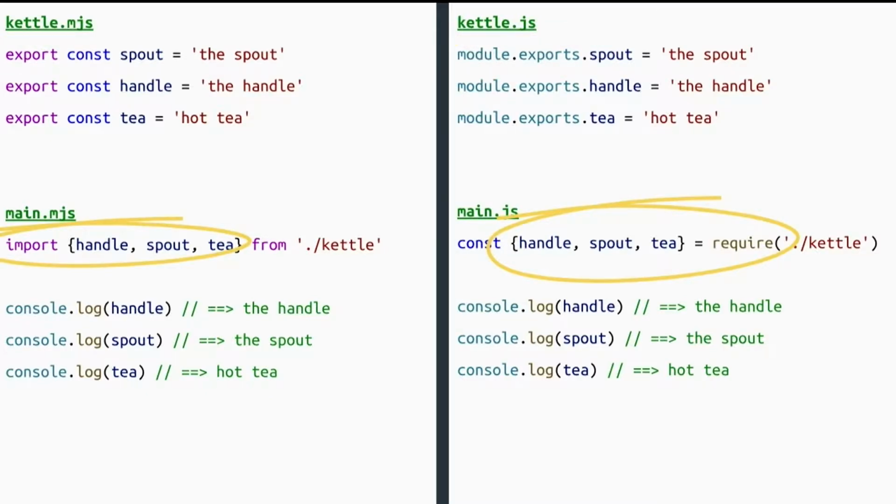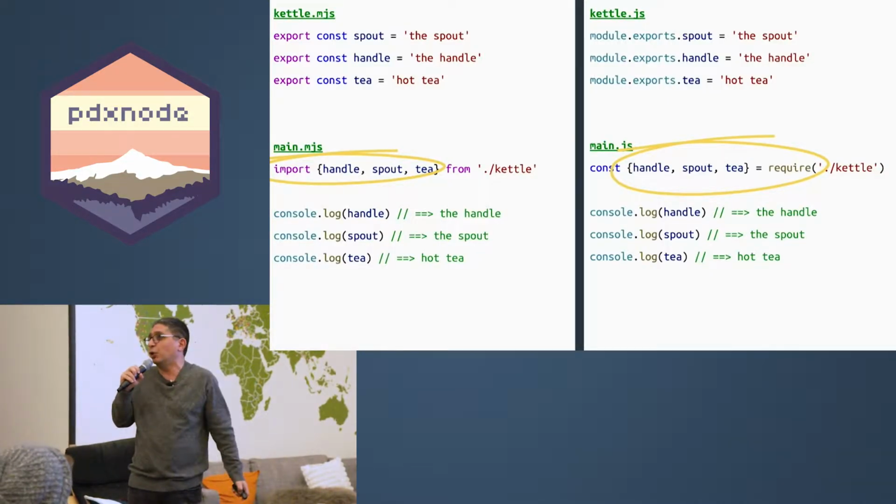How do I import it? I love destructuring. We were talking about that previously. So require returns module.exports. If I want the handle, the spout, and the t, I just destructure them into the variables handle, spout, and t. In ESM, not a problem. It's part of the syntax. I do import and curly braces. Looks really, really similar. But in ESM, this is part of the language. In CJS, it's something that basically Node gave.